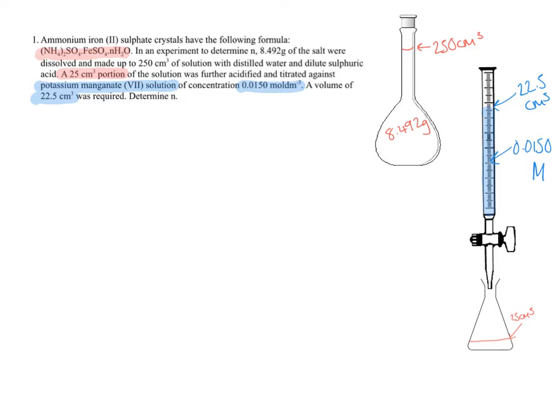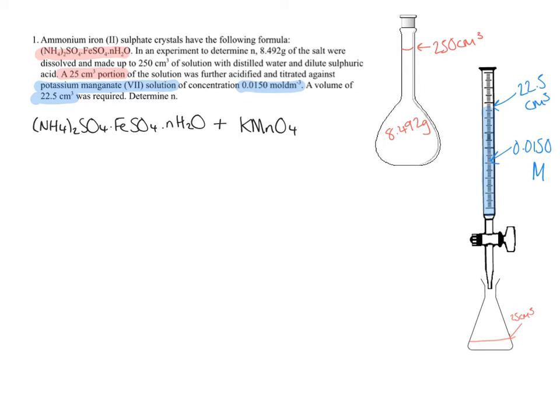Just try and colour code it to see which numbers refer to which chemicals. We've got information about the potassium manganate solution now. The potassium manganate solution, you know the concentration and you know the volume that was required, so I've shown it here in the burette in the redox titration. So that's all the information you're given. Now you need to see what you can do with those numbers and what you can find out. You're looking for a known concentration and a known volume so that you can start to calculate some moles, and we've got that here.